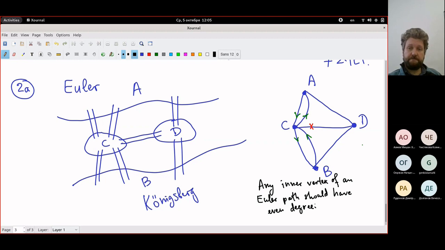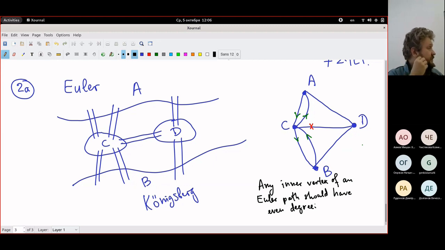So this was how this problem is solved. And we can now return to 2A, which is a bit different, because here is a concrete graph with these degrees. So it's a multigraph with three vertices of degree 3. This is A, D, and B, and one vertex of degree 5. This is a concrete example of such a graph, but actually we didn't use that it is a concrete example.